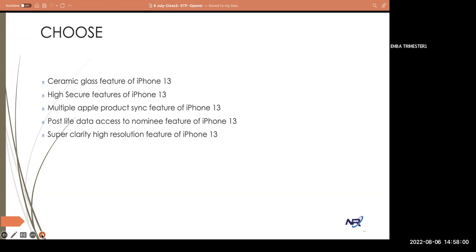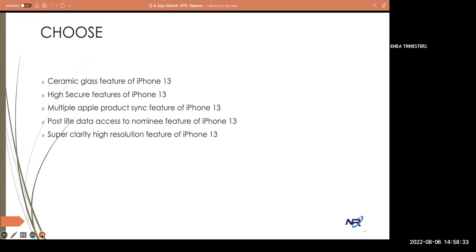Then, of course, you have super clarity, high resolution camera in the iPhone. All of these are the features of the iPhone. Now, depending upon your targeted market, depending on whether you are in your 20s, in your 70s, what is your position? You may want to position one particular feature of iPhone in the mind of the person.